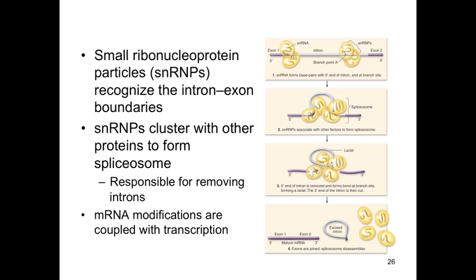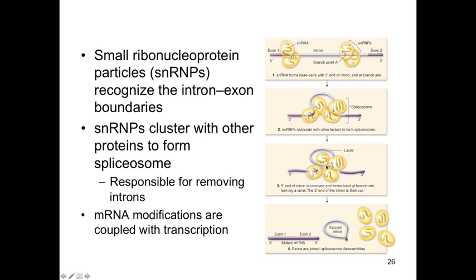We call these complexes small ribonucleoprotein particles, or SNRPs for short. They have RNA sequences in them that recognize specifically the end of a particular intron. They'll bind with this end of the particular intron and cluster to form a spliceosome.